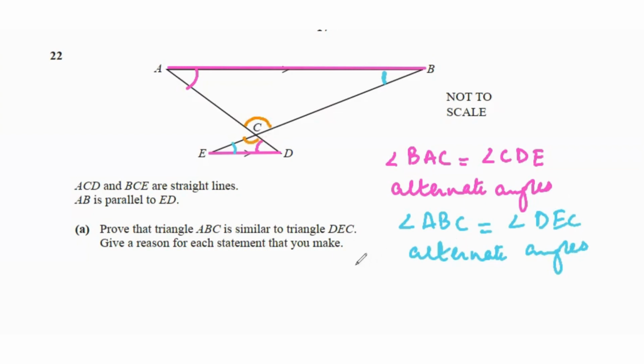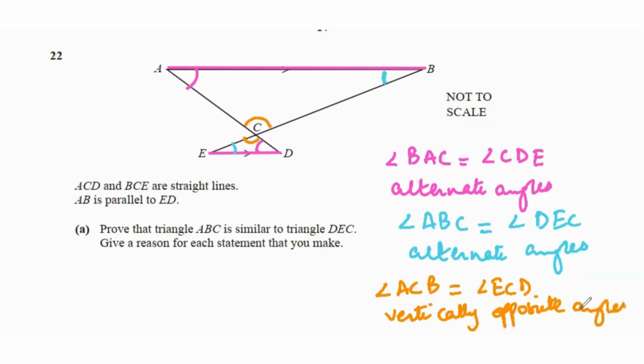these two angles are equal because they're vertically opposite, and vertically opposite angles are also equal. So angle ACB is equal to angle ECD because vertically opposite angles. So this is how you can prove that both the triangles are similar, because the angles are exactly the same for both these triangles.